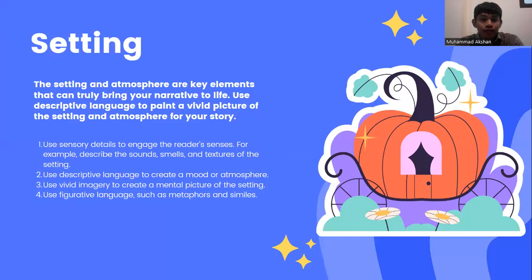The setting and atmosphere are key elements that can truly bring your narrative to life. Use descriptive language to paint vivid pictures of the setting and atmosphere for your story. Number one is use sensory details to engage the reader's senses. For example, describe the sounds, smells, and textures of the setting. Number two is use descriptive language to create a mood or atmosphere. Number three is use vivid imagery to create mental pictures of the setting. Number four is use figurative language such as metaphors and similes.